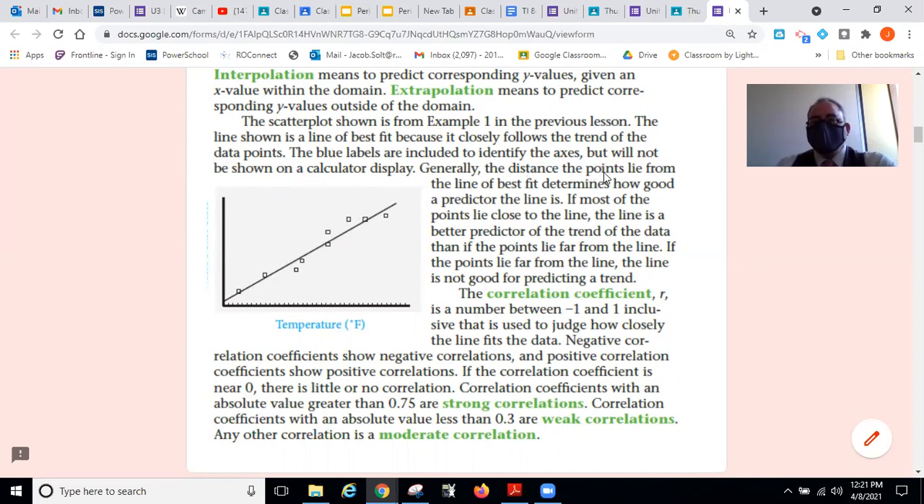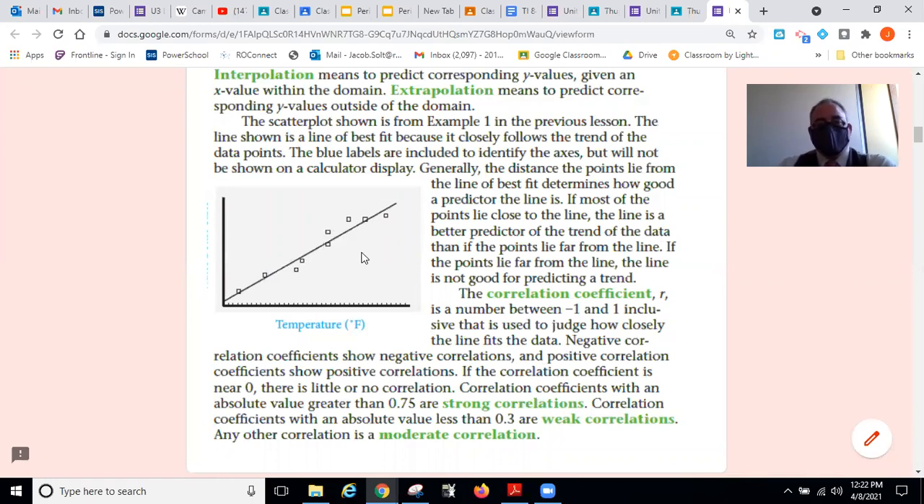Generally, the distance between the points and the line of best fit determines how good the predictor line is. So here's my line. I can determine how good a prediction this line is based on how far away the dots are from it. And notice this dot touches, this dot touches, that dot touches, and every other dot is either touching or coming really close. Maybe this one over here too is a tiny bit far away.